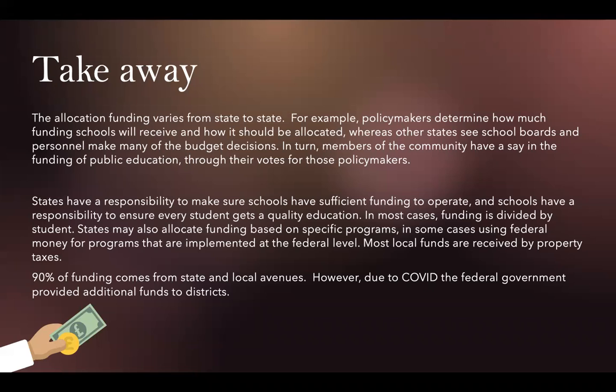In most cases, funding is divided by students. States may also allocate funding based on specific programs, in some cases using federal money for programs that are implemented at the federal level. But most local funds are received through property taxes. 90% of funding comes from state and local avenues. However, due to COVID, the federal government provided additional funds to districts.